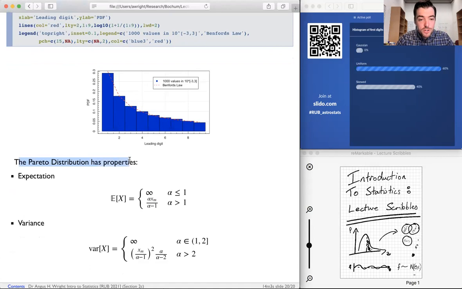So the Pareto distribution has these properties. It has an expectation that is infinite for alpha less than or equal to 1, because it diverges. And then for alpha greater than 1, the expectation is this form here, alpha x_m divided by alpha minus 1. And similarly, the variance is undefined if the value of alpha is between 1 and 2, inclusive of 1.